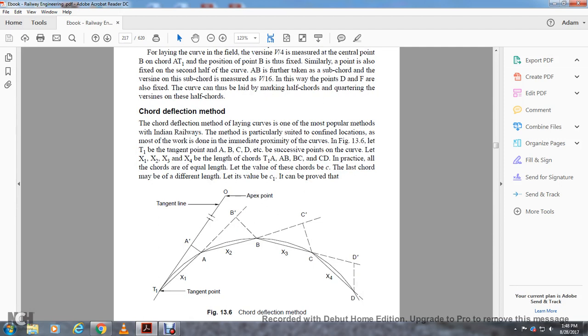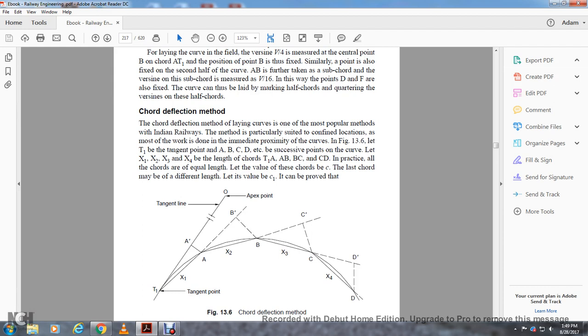Chord deflection method. The laying of the curve by the chord deflection method is one of the most popular methods for the Indian Railways. The method is particularly suited to confined locations, as most of the work is done in immediate proximity to the curves. Figure 13.6: let T1 be the tangent point, and A, B, C, and D be successive points on the curve. Let X1, X2, X3, X4 be the lengths of the chords.